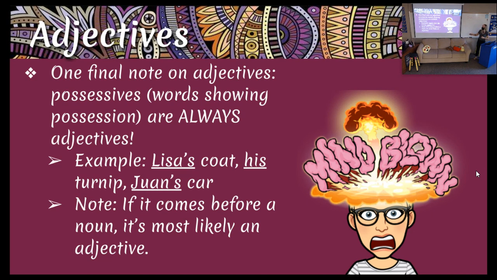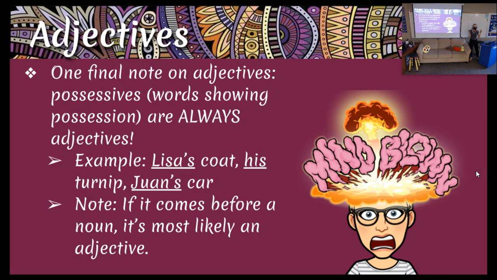So here's an example of that. Lisa's coat. Lisa's is a possessive. It's showing ownership of the coat. It's saying this coat belongs to Lisa. It's a possessive, so it's an adjective, because possessives are always adjectives. His turnip. His is showing ownership of the turnip. It's saying the turnip belongs to him. So his is a possessive, so it's an adjective. Same with Juan's car. The car belongs to Juan. Juan's has that apostrophe S. It's a possessive. It's showing ownership of the car, so Juan's is an adjective. You guys get it? Possessives are always what? Adjectives.